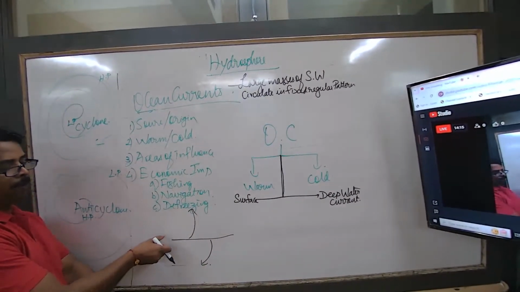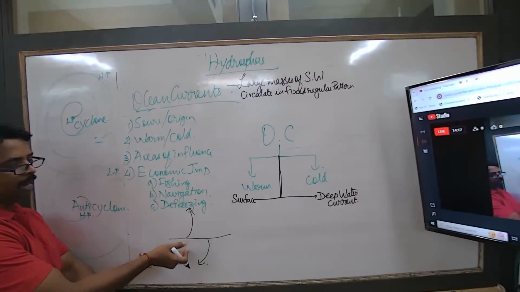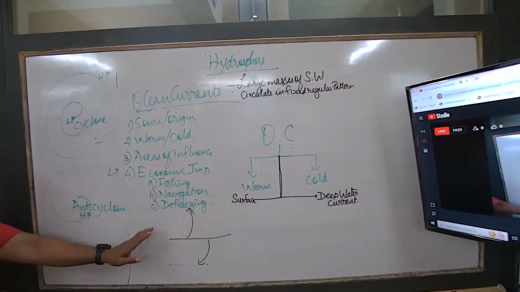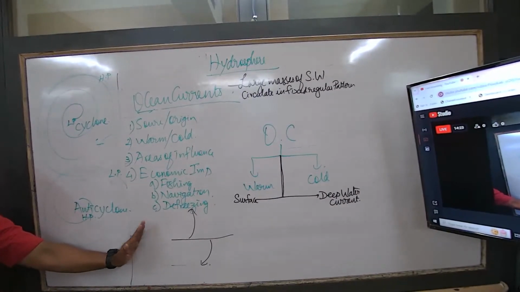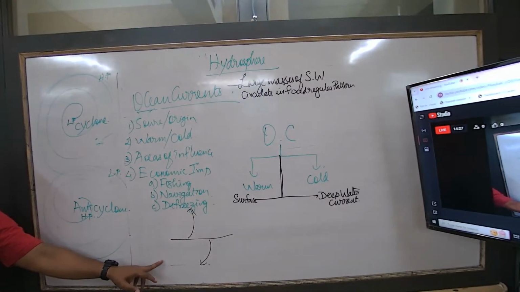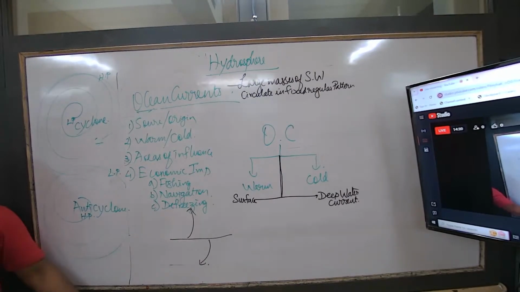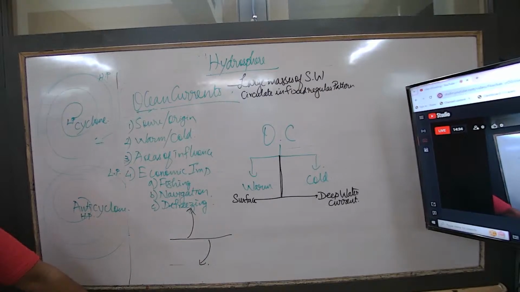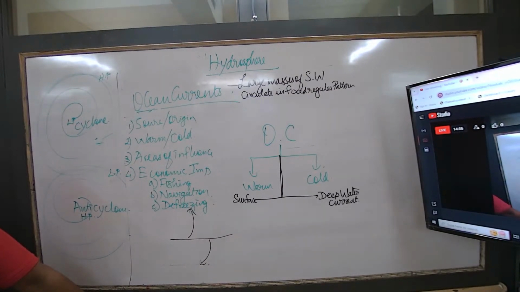If this is our Tropic of Cancer or the Equator, from here it will go towards the polar region. Since here the temperature is high, whatever starts between 0 to 23.5, south and north, it will be which kind of currents? Warm current. Why are they not saying hot currents? I am asking why.